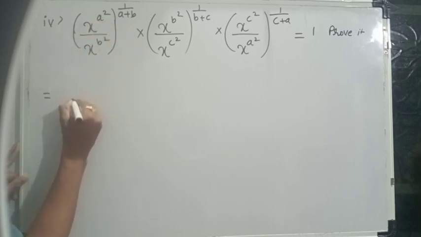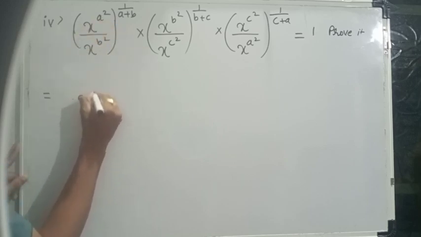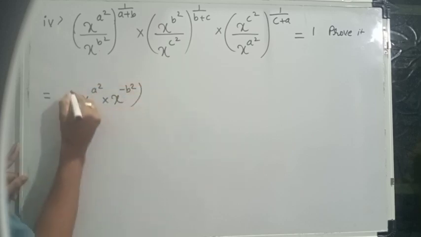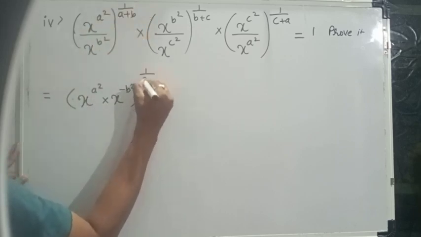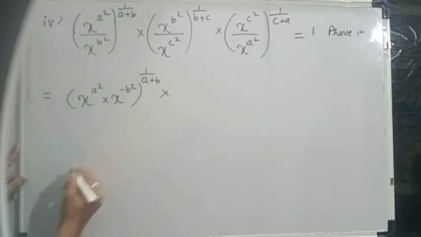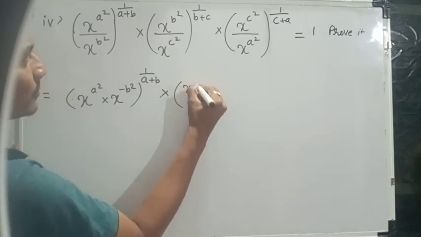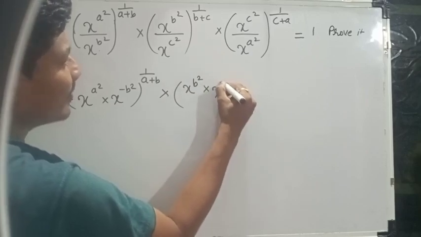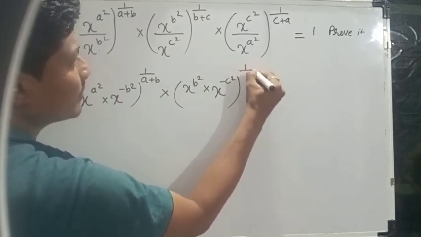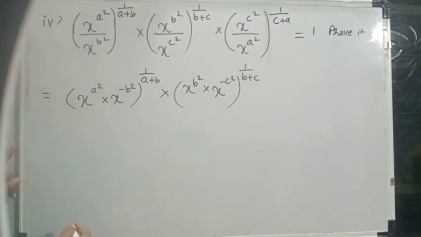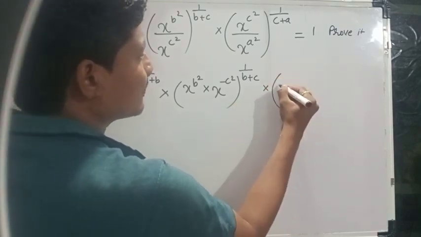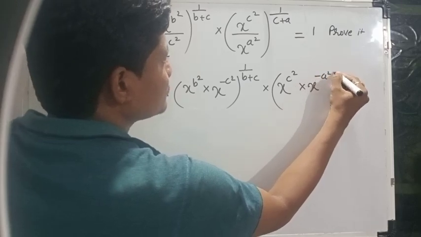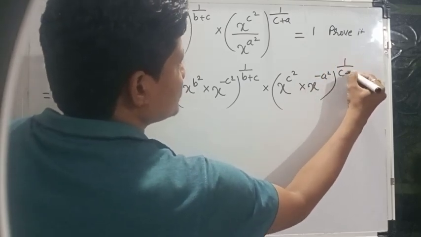Again, he is asking in this question to prove the left hand side is equal to 1. I am taking this denominator to the numerator. x to the power a square into x to the power minus b square, raised to the power 1 upon a plus b, into x to the power b square into x to the power minus c square, raised to the power 1 upon b plus c, multiplied by x to the power c square into x to the power minus a square, raised to the power 1 upon c plus a.